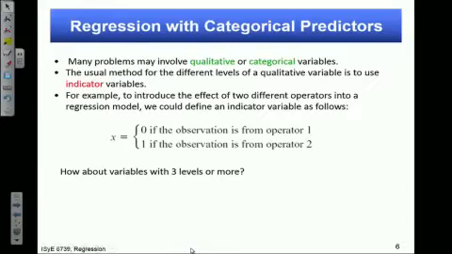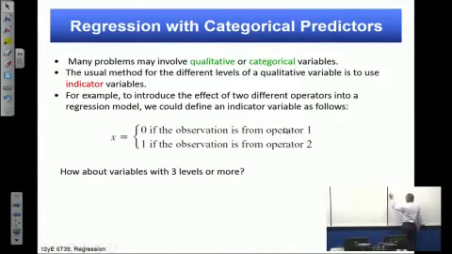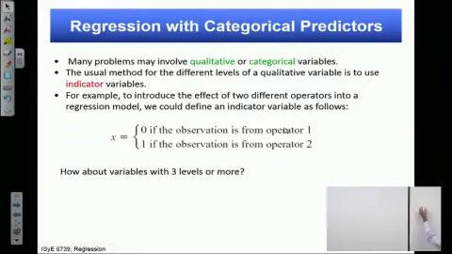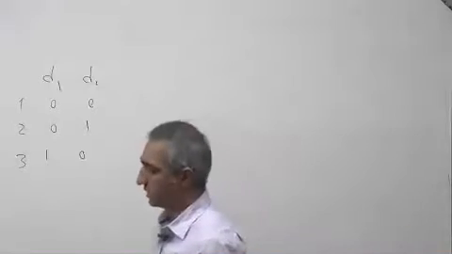So regression with categorical predictors, we already covered this, and we said we use dummy variables. If the categorical variable has two levels, we only need one dummy variable. 0 represents one level and 1 represents another level. If we have three levels, we need two dummy variables, and let's say level 1, level 2, level 3. Then for the first dummy variable we have 0, for the second one 0, and this is for the second and the third one.